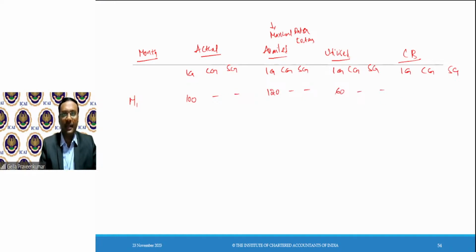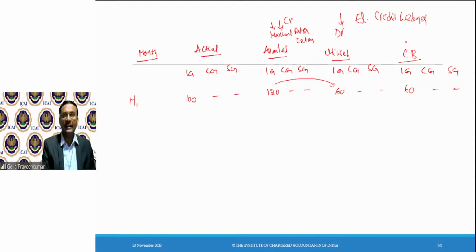My closing balance happens to be 120 brought forward, and from 120, 60 rupees has been exhausted. Balance happens to be 60. CGST nil, SGST nil. This is how my GST electronic credit ledger is updated. In the credit ledger, there is a credit entry for availment and a debit entry for utilization, and this happens to be my closing balance. I avail ITC of 120, I utilize 60, closing balance happens to be 60.